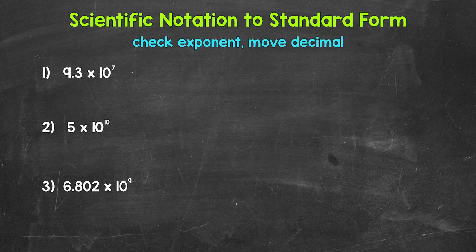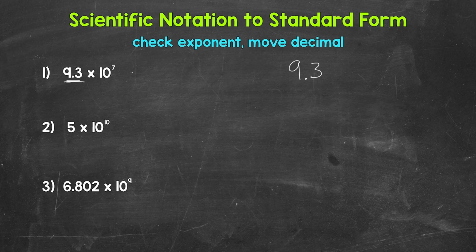We'll start by writing 9.3 off to the side. So we're just writing whatever's to the left of the multiplication sign. Now we need to check the exponent. For number 1, the exponent is 7. That tells us that we need to move the decimal 7 places. But which way? Do we move it left or right?